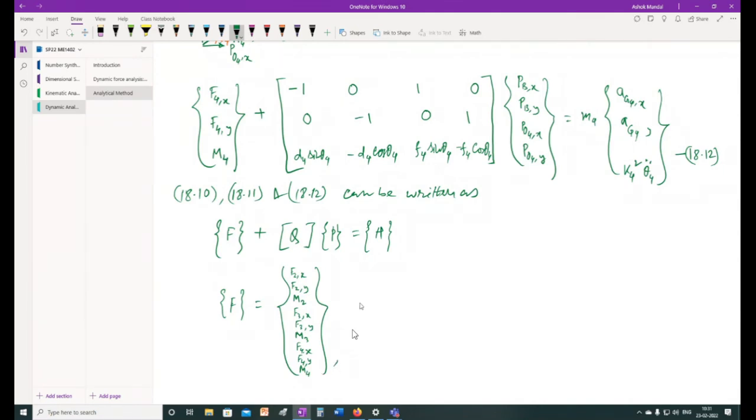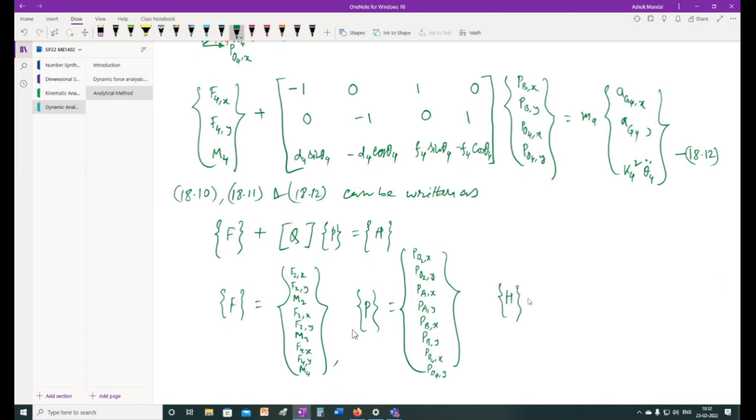What are the components of this P vector? The components are PAX, PAY. No, say it in order. First PO2X, then PO2Y, then PAX, PAY, PBX, PBY, then PO4X, PO4Y. So these are the components of the P vector.